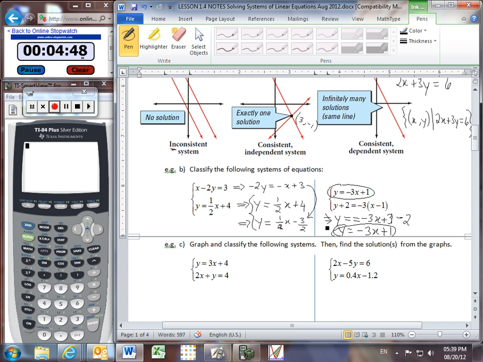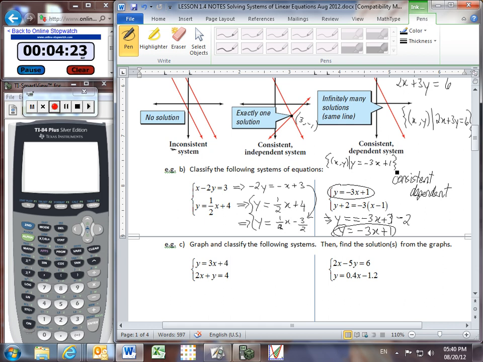I could classify this then as a consistent dependent system. And the solution happens to be this circle thing right here, this set. So all coordinates x, y, such that y is always equal to -3 times the x coordinate plus 1. So that's one way you could describe the solution set.